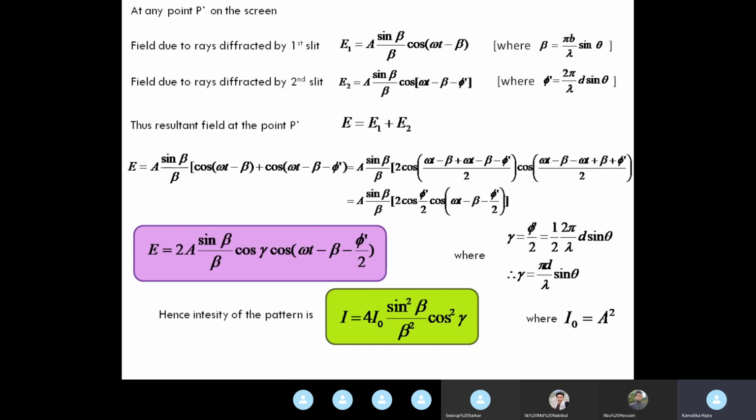In general, this is the intensity that will be seen at any point P on the screen. Of course, you can understand that both beta and gamma depend on the value of theta, the angle at which the ray has been diffracted, and therefore the value of I is determined depending on the value of theta.